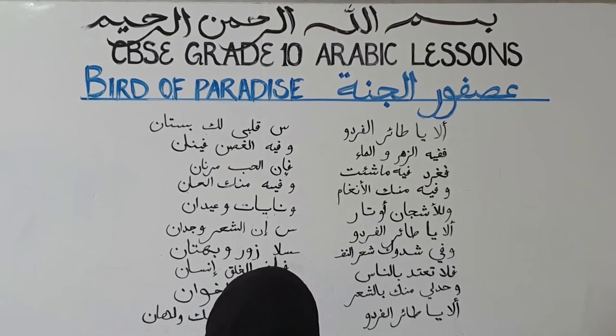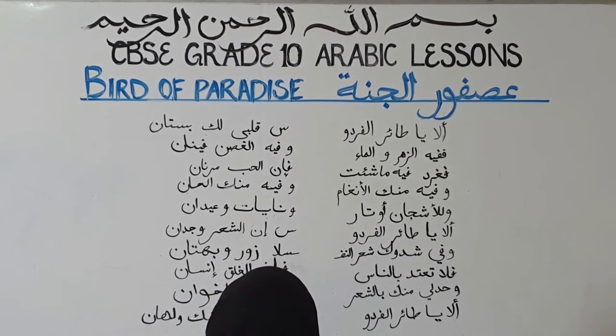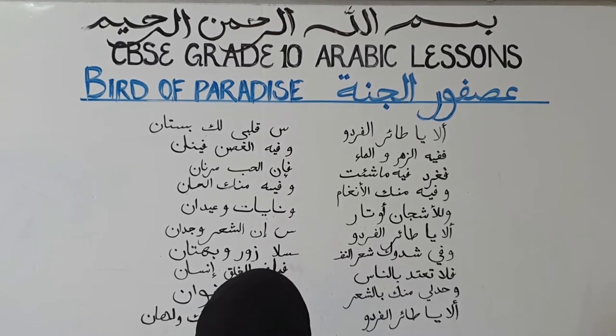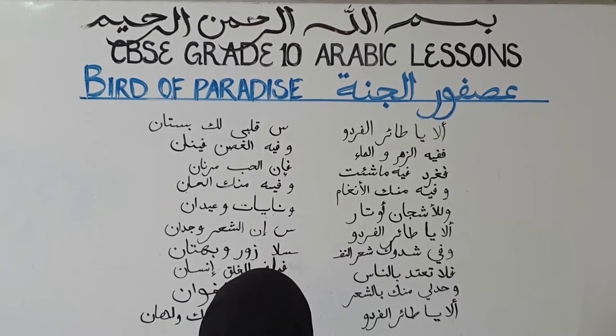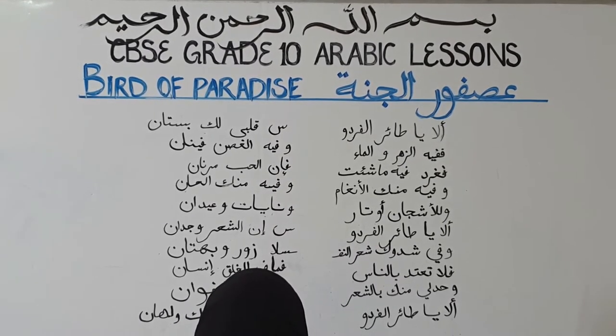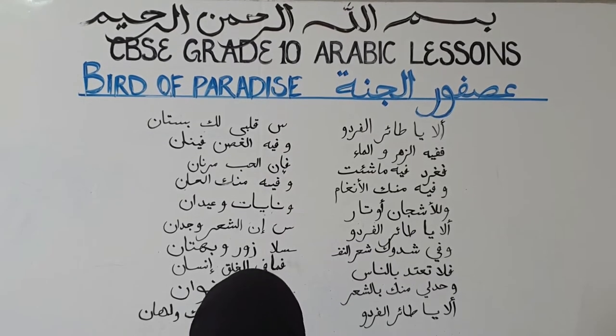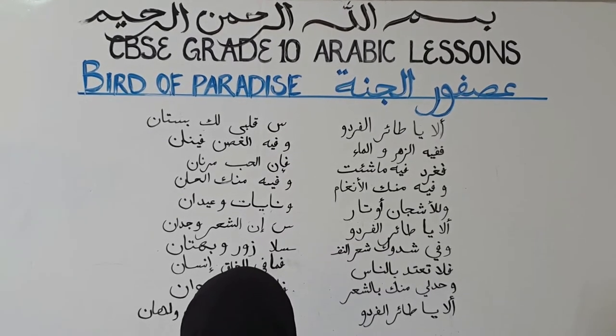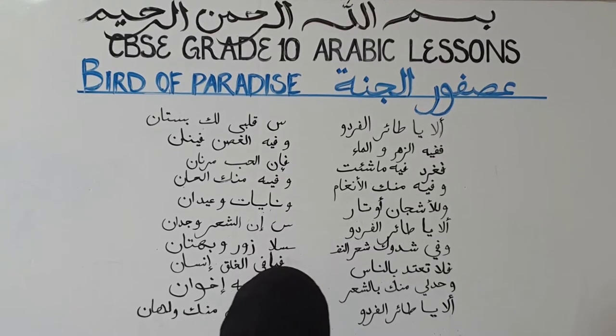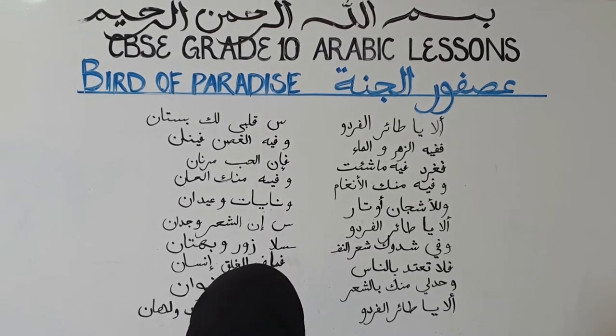So it's very natural that the bird loves to sit in a garden in which there is plenty of water and flowers and of course trees. So the poet is saying to it that my heart has all of this for you.